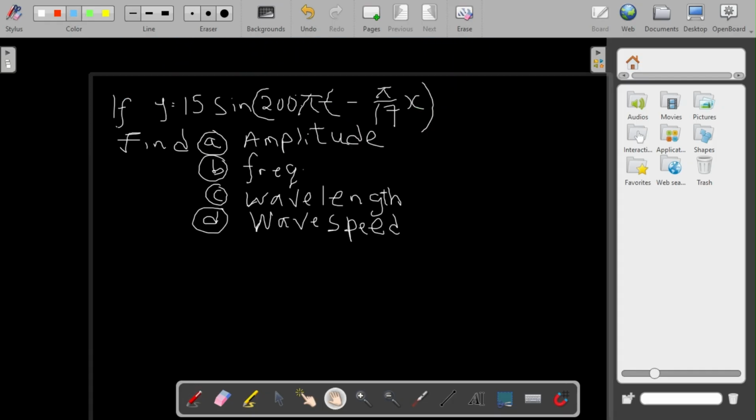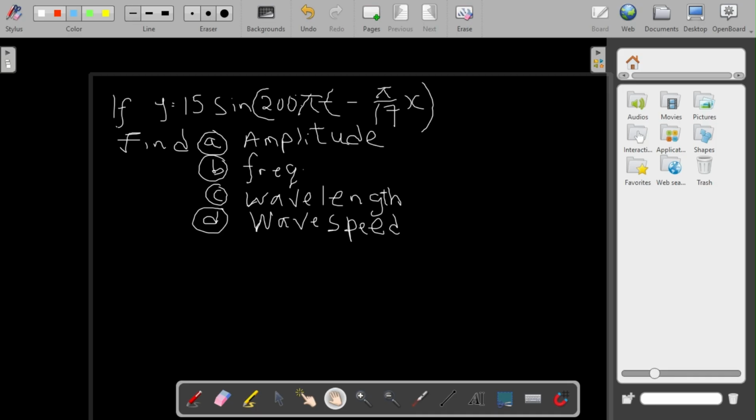Hi guys, welcome to today's class. Today we'll be looking into the progressive wave equation and we'll be solving a question which you have exactly on the board. So this is it. If y equals 15 sine (200 pi t minus pi over 17 x), find A, the amplitude, B, the frequency, C, the wavelength, and D, the wave speed.